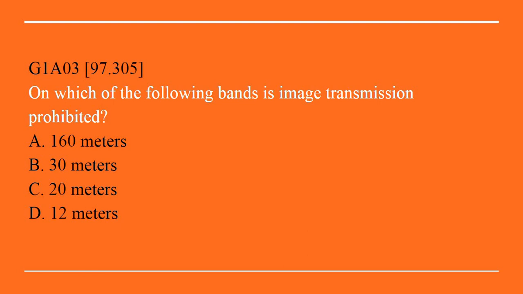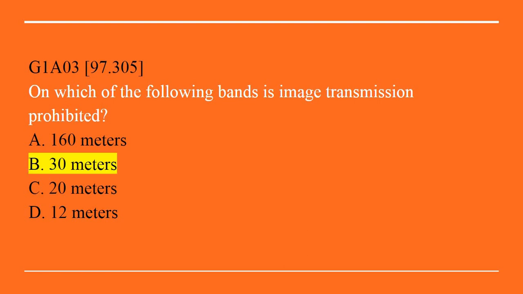G1A03. On which of the following bands is image transmission prohibited? A. 160 meters, B. 30 meters, C. 20 meters, or D. 12 meters. Once again, the correct answer is B. 30 meters.